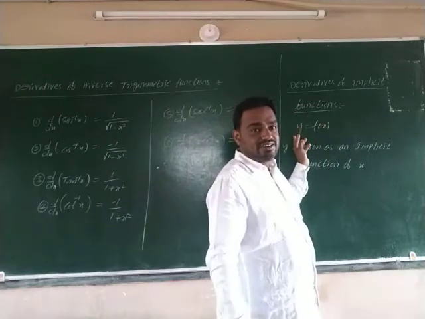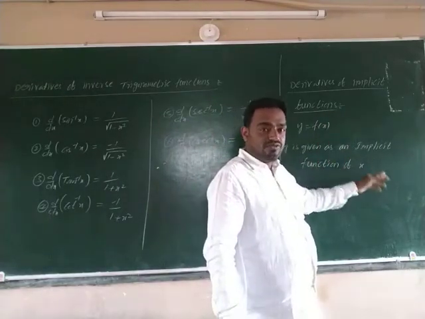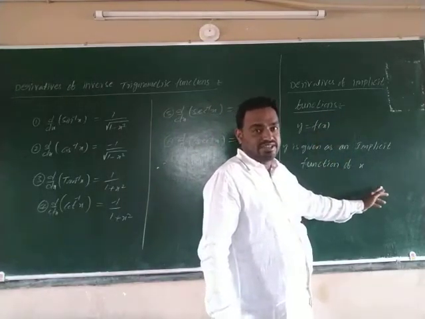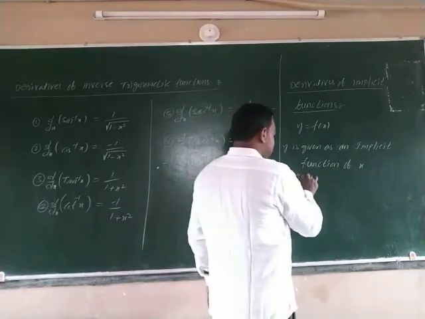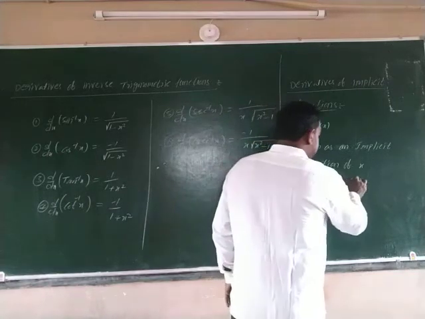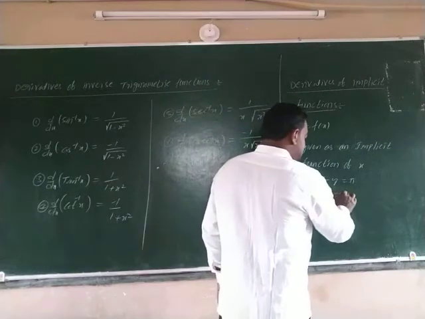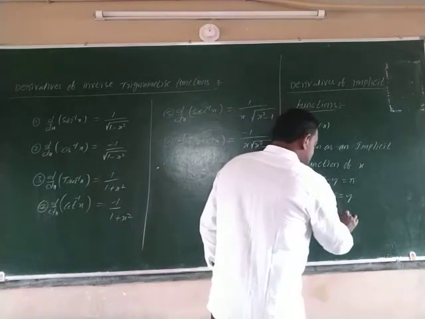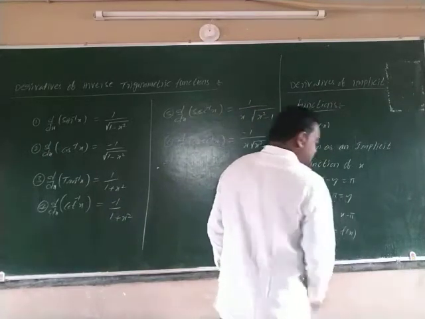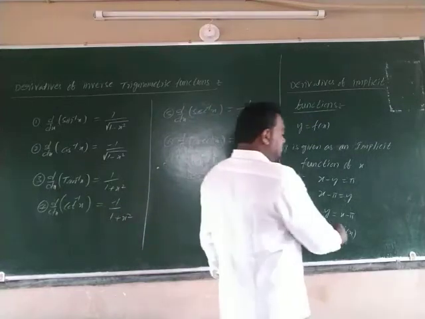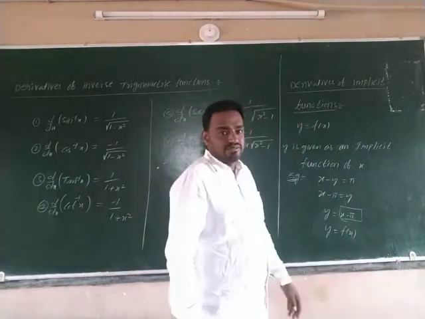So, what is given? Y is given as an implicit function of the variable x. For example, see, x minus y is equal to y. So y is equal to x minus y. So it is in the form of y is equal to f of x. So this x minus y is the implicit function.